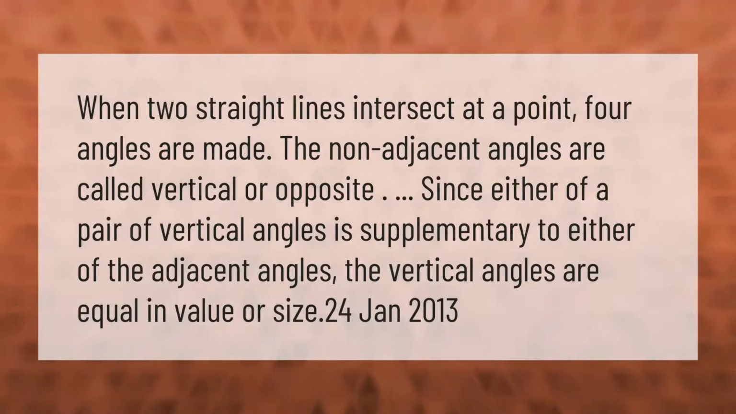When two straight lines intersect at a point, 4 angles are made. The non-adjacent angles are called vertical or opposite. Since either of a pair of vertical angles is supplementary to either of the adjacent angles, the vertical angles are equal in value or size.